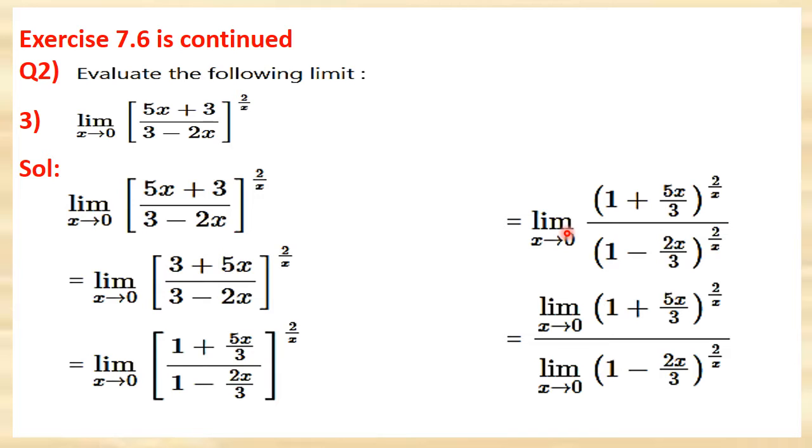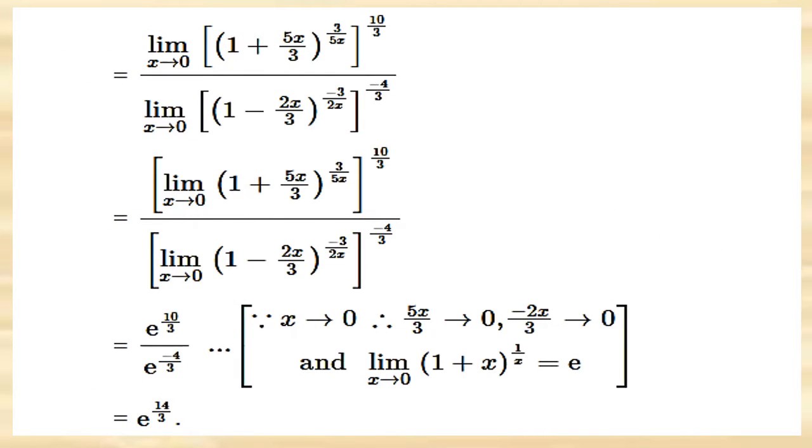Then it can be taken like limit x tends to 0, (1 plus 5x upon 3) whole raised to 2 upon x, and the denominator also has the limit x tends to 0, (1 minus 2x upon 3) whole raised to 2 upon x. Here, in place of x we have 5x upon 3 in the numerator and 2x upon 3 in the denominator. So we need the power of this as the reciprocal, that is, the reciprocal of 5x upon 3 is 3 upon 5x and the reciprocal of 2x upon 3 is 3 upon 2x, and here the minus sign is also there. So we need the power as minus 3 upon 2x.